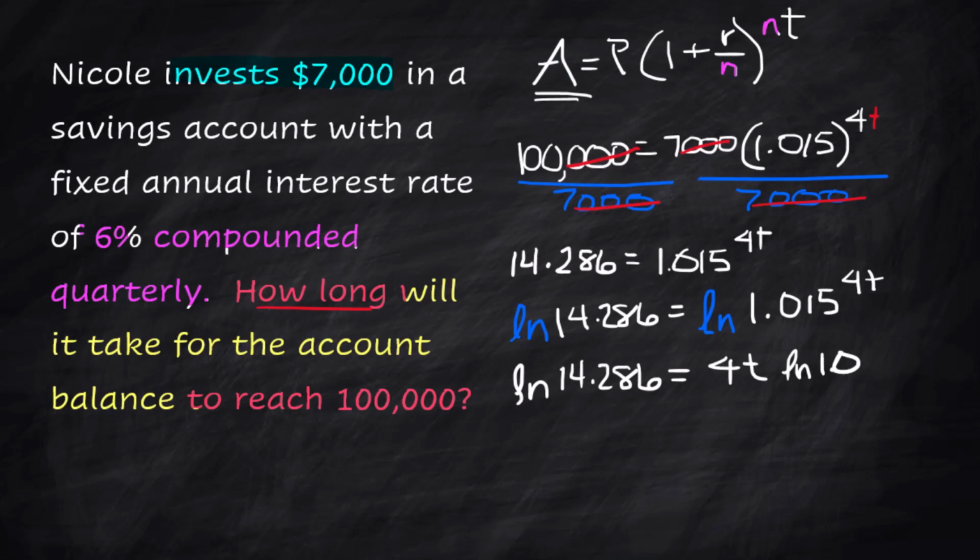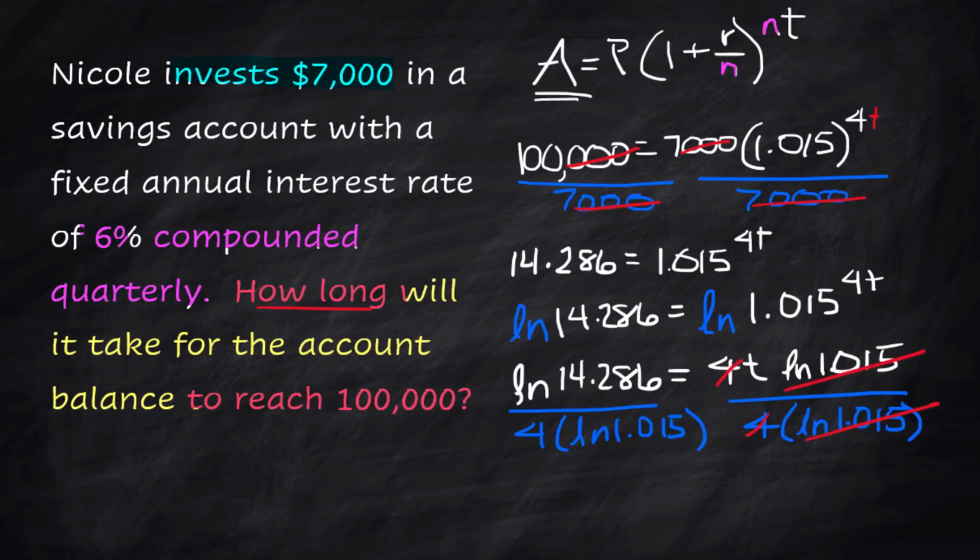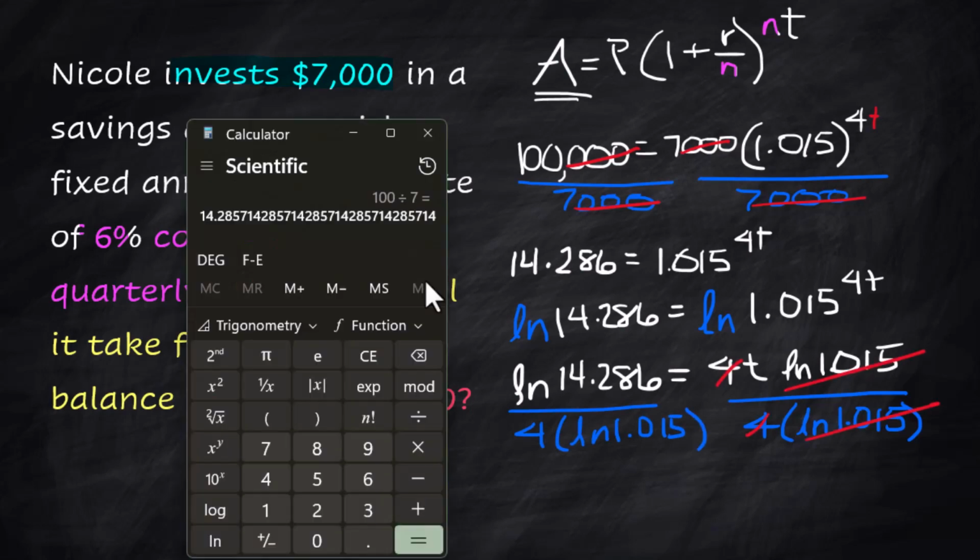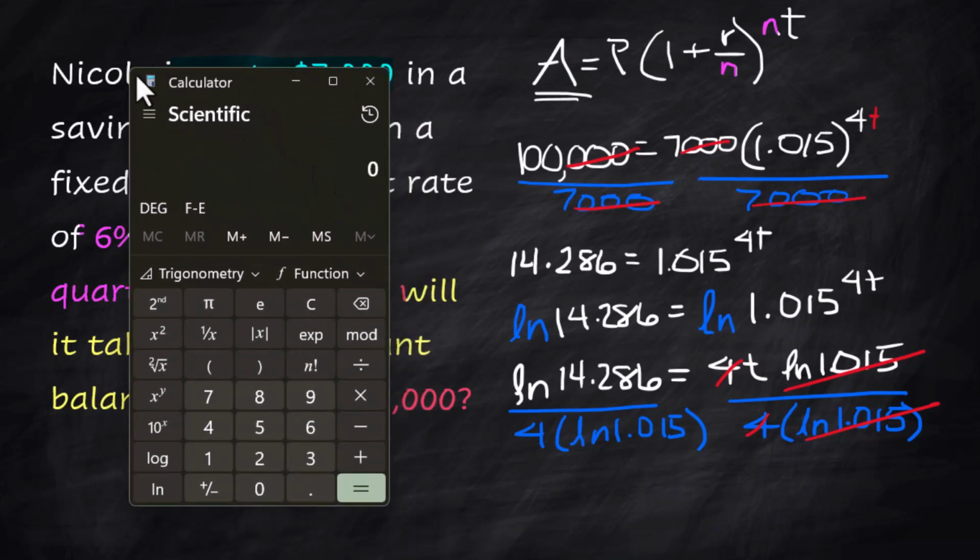So we now have the natural log of 14.286 equals 4t times the natural log of 1.015. Now to solve for t, there are 2 numbers being multiplied by t on the right side. I am going to divide by both of those at the same time. Grab the calculator, do this a little carefully depending on the calculator that you're using.